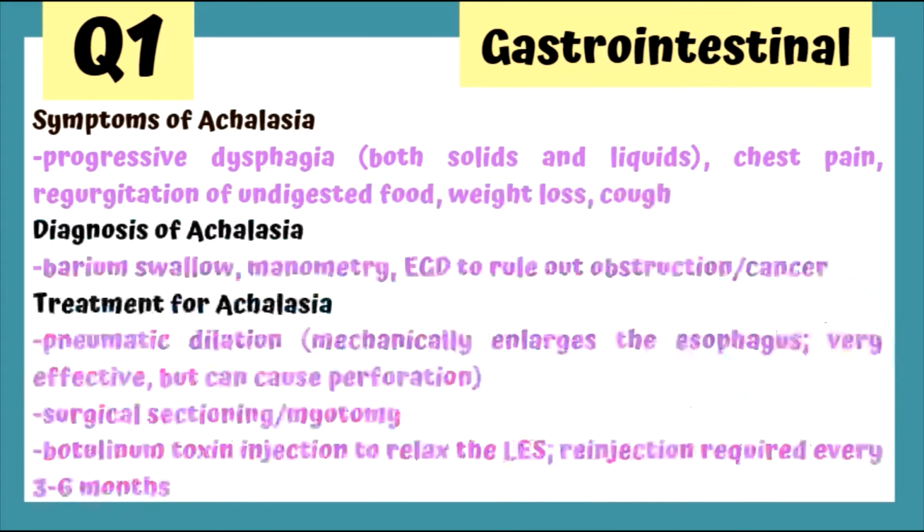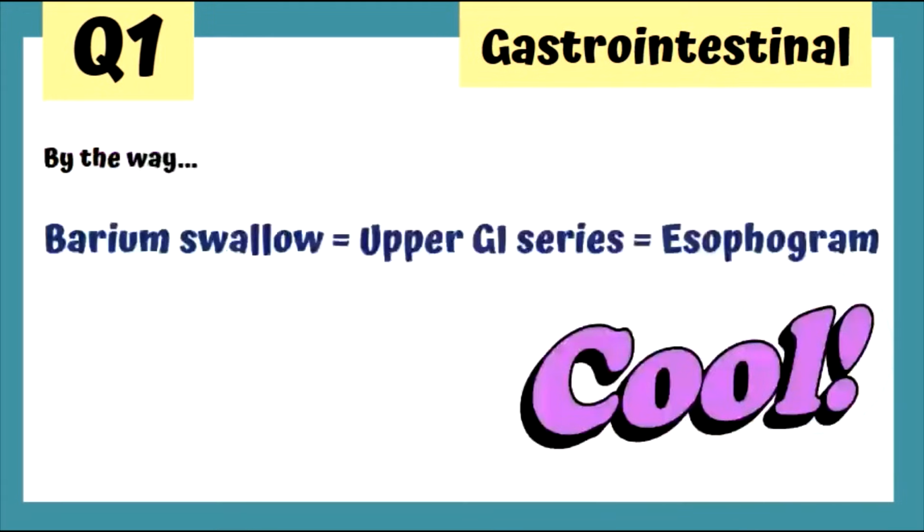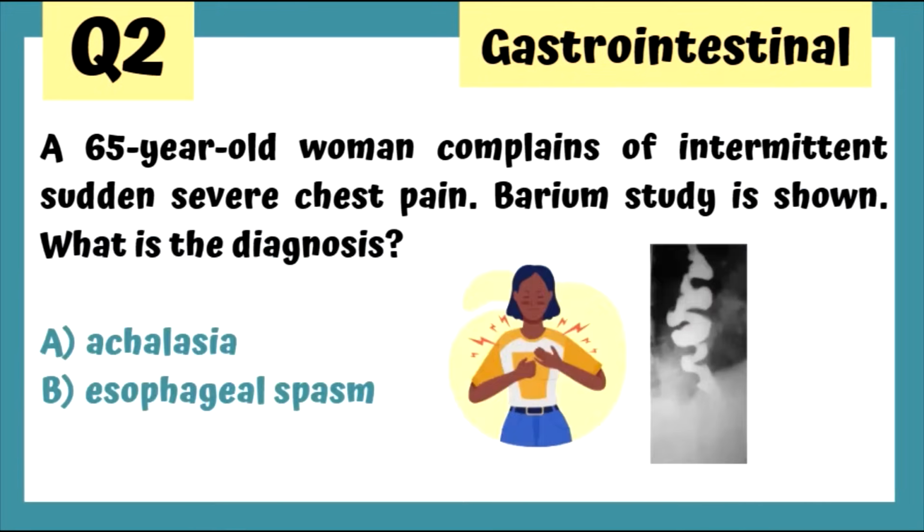Symptoms of achalasia include progressive dysphagia, as we mentioned, to both solids and liquids, and you could take a look at some other important facts about achalasia that I put together over here. By the way, barium swallow is the same thing as upper GI series, which is the same thing as esophagram, such fancy terms that all mean the same thing, and that's a really cool thing to know. Keep this in mind. Question 2.